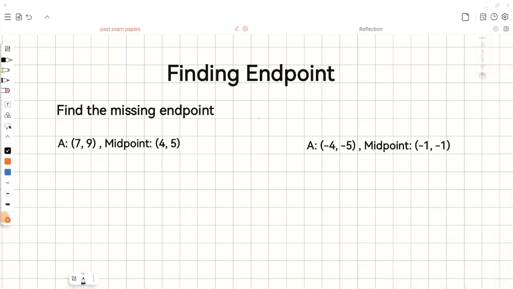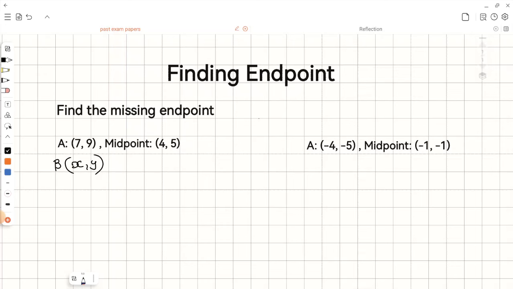In this video, we're going to cover how to find an endpoint. Let's look at the first example. We know the coordinates of point A, and we know the coordinates of a midpoint, and we are asked to find the missing endpoint. Let's call that missing endpoint point B. And then, because we don't know the coordinates of point B, let's call it X and Y.